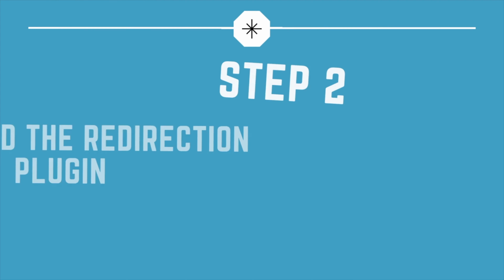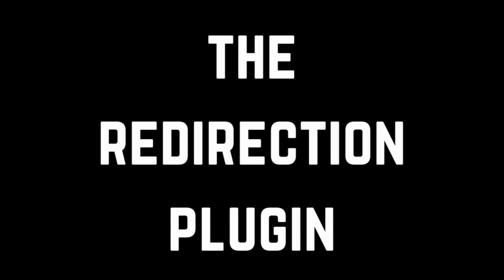Step two, download the redirection plugin. So now you know which URLs you want to point and direct traffic to. The next thing you want to do is simply download a plugin called the redirection plugin. Now it should be fairly straightforward to download and install, so I'll show you how to do it right now as we dive into the computer.